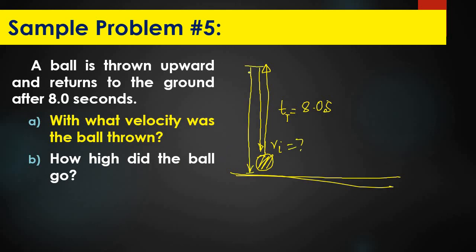Gaano kataas from the ground? So, you're looking for displacement. The only given here is time. Time taken by the ball to go upwards and downwards. For this kind of situation, yung total time taken by the ball to go upwards and downwards can be divided into 2.